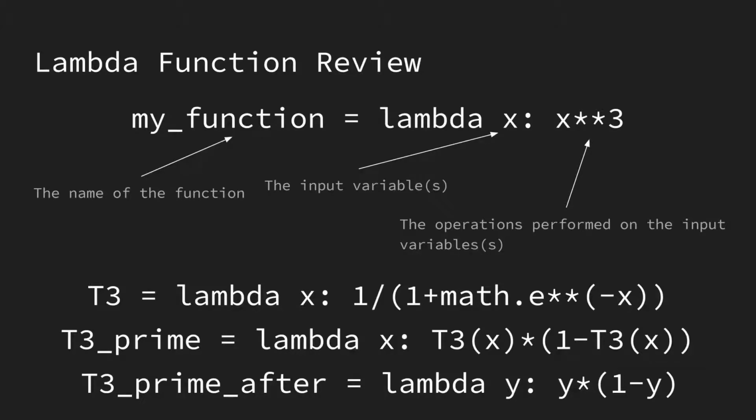We can also do this for t3 prime and t3 prime after. In our case, it's most likely that you want to use t3 prime after because you are already having your input be the y value. So your input to t3 prime after should already be the activated layer, and that's likely what you're going to see in your code.